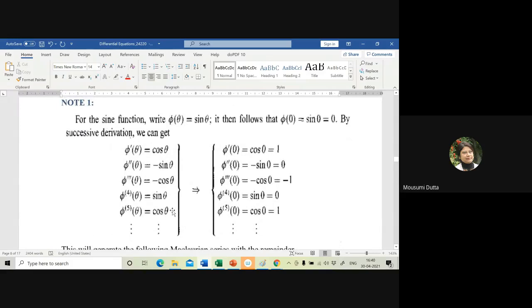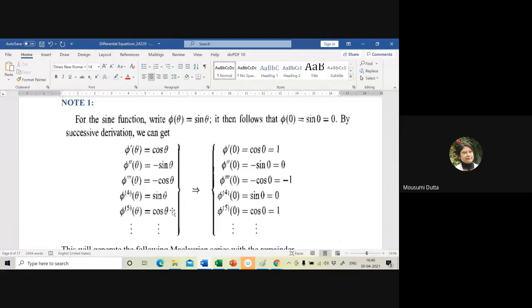For any sine function, there is no economics in it and no statistics in it. This is simply trigonometry, nothing related to economics. So once again, for the sine function, write phi of theta is equal to sine theta. Sine theta is a specific form of the function phi of theta.